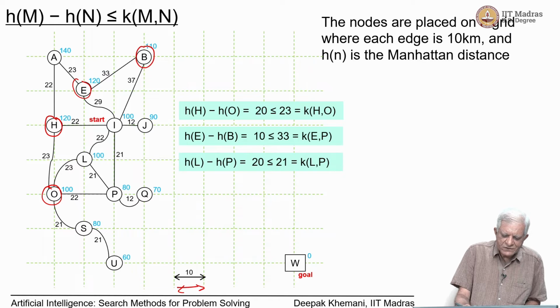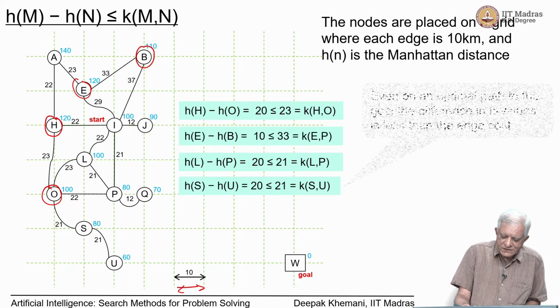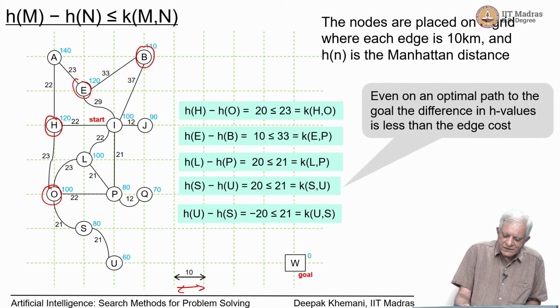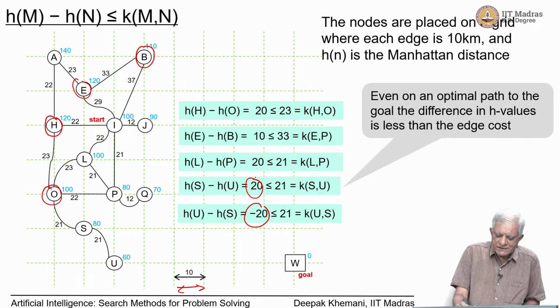And likewise for other nodes like h of L and h of P, h of S and h of U, or even h of U and h of S essentially. Of course, in this case it is minus 20, here it is plus 20, but in both cases it is less than the edge cost, which is 21 essentially.